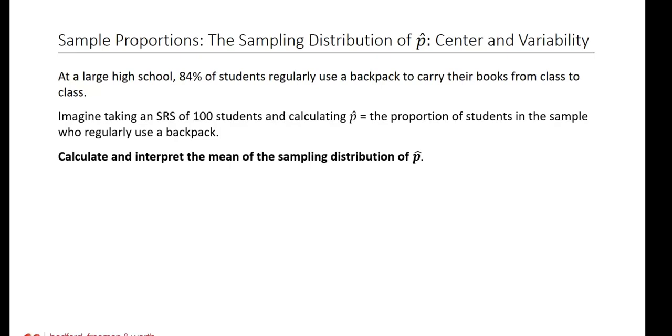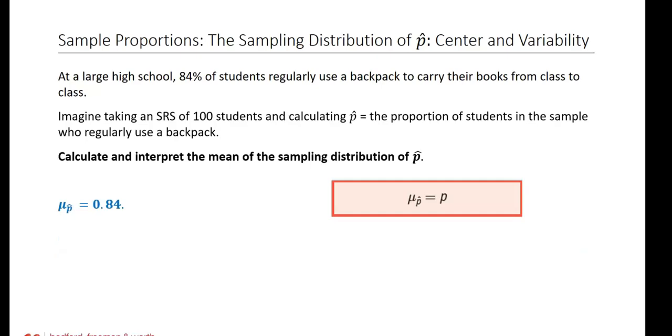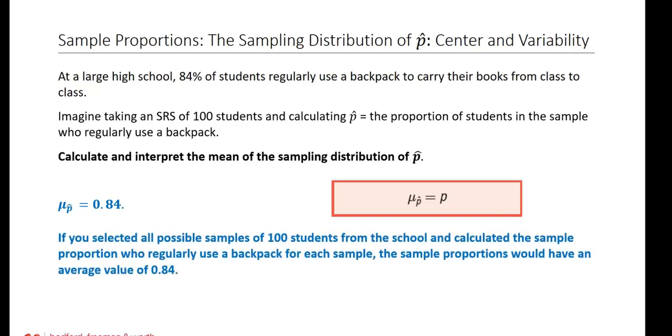Interpret that. Because of the sampling distribution, you really want to talk about if you took all possible samples of the same size. So you want to start with, if you took all possible samples of the same size, approximately 84% of them would use a backpack. The sample proportions would have an average value of 84%. So if you averaged all those values, it would have a value of 84%.